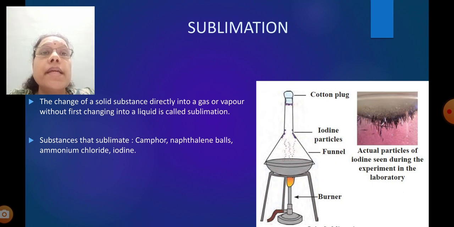You can observe camphor, which we use in the mandir or in the temple. At home also, on occasions we use camphor. Keep a few camphor pieces in an open dish. After 2-3 days, observe the size of the camphor. You can see that the size will be less.